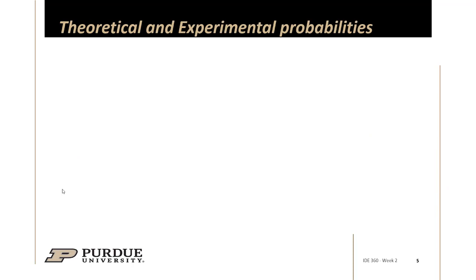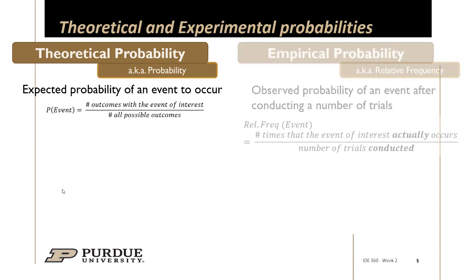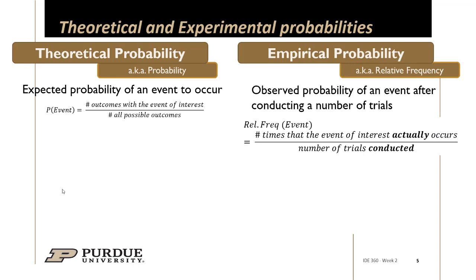So at this point, we need to differentiate really clearly between theoretical and experimental probabilities. The theoretical probability is basically what we expect, the expected probability of an event to occur, just like the ones that we showed in the examples before, being calculated by the number of outcomes with the event of interest over all possible outcomes. On the other hand, empirical probability is actually the observed probability after conducting a number of trials. This is also known as relative frequency, and the relative frequency of an event is the number of times that the event of interest actually happened over the number of trials conducted.